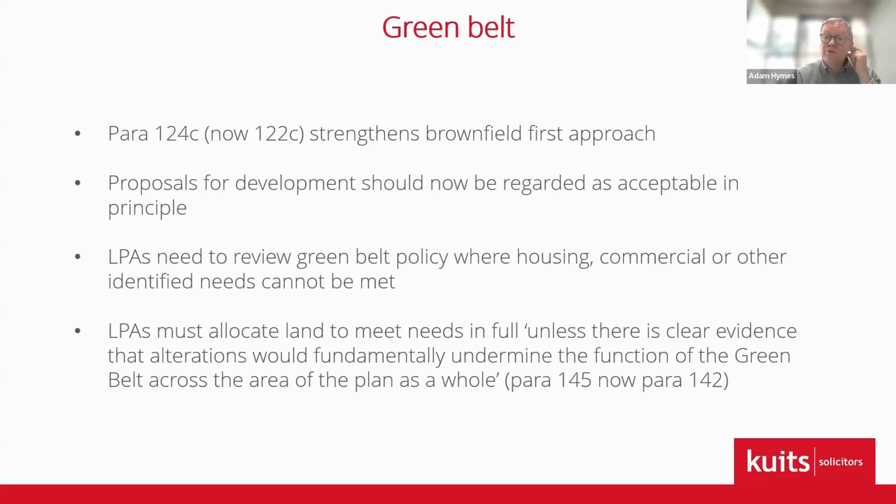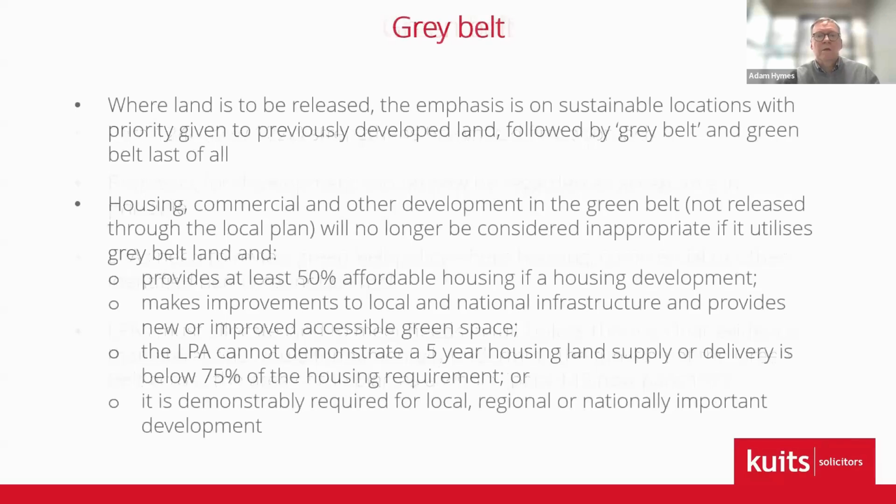Proposals for development on brownfield land should be regarded as acceptable in principle. There's a need for LPAs to review Greenbelt policy where needs cannot be met. So it's that emphasis really shifting on meeting needs where they're there, rather than imposing the Greenbelt restrictions. First and foremost, land must be allocated to meet needs in full, unless there is clear evidence that alterations would fundamentally undermine the function of the Greenbelt. So again, it's that emphasis in some ways, a presumption in favour rather than a presumption against in some senses.